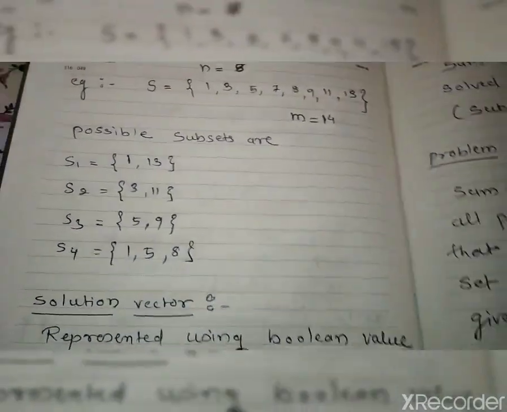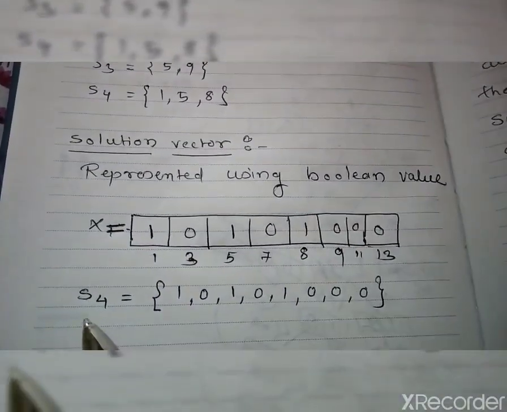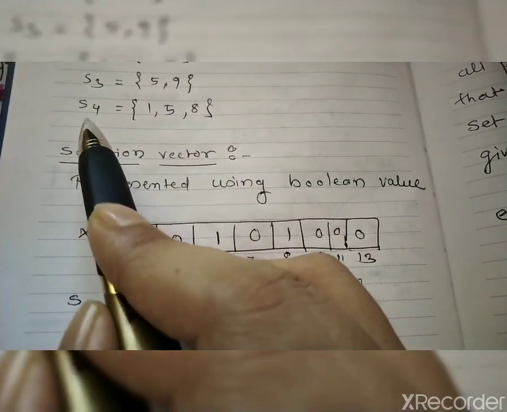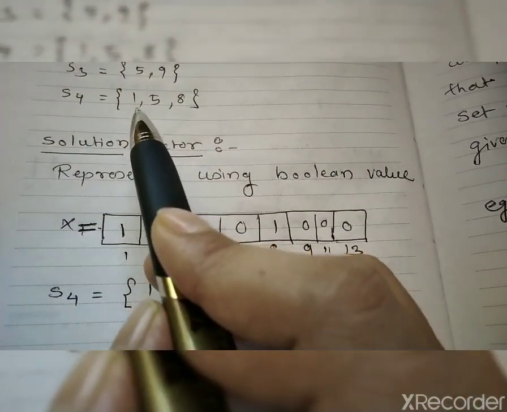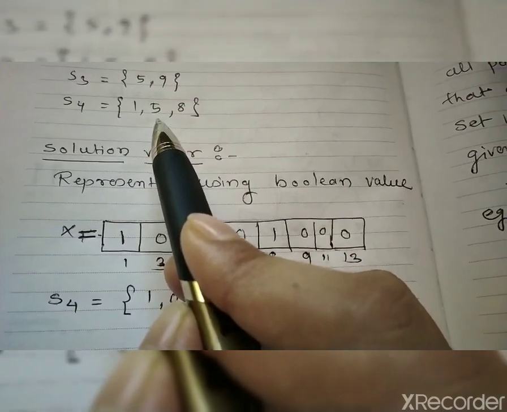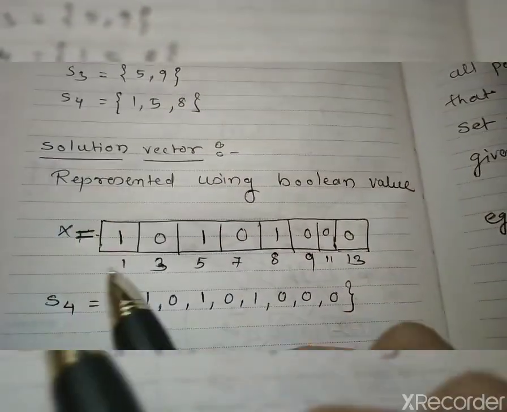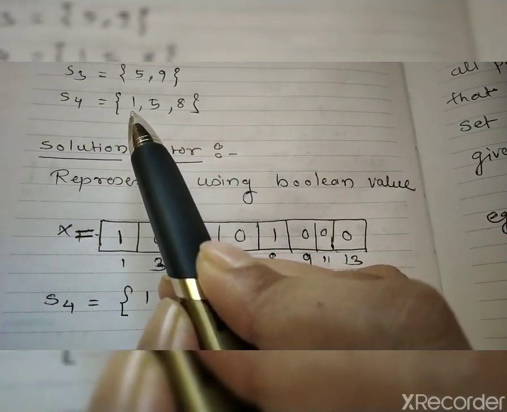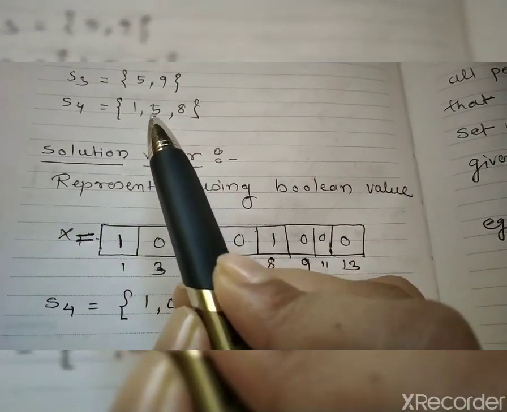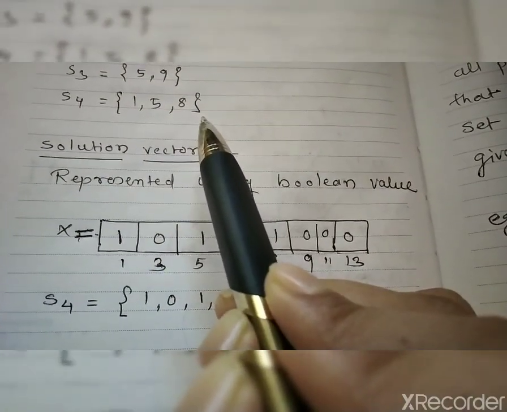Now let us understand with this example. Here I have considered S4, the subset where we are using the numbers 1, 5 and 8. So in the solution vector, the associated values will be set to 1 and the remaining ones will be set to 0.